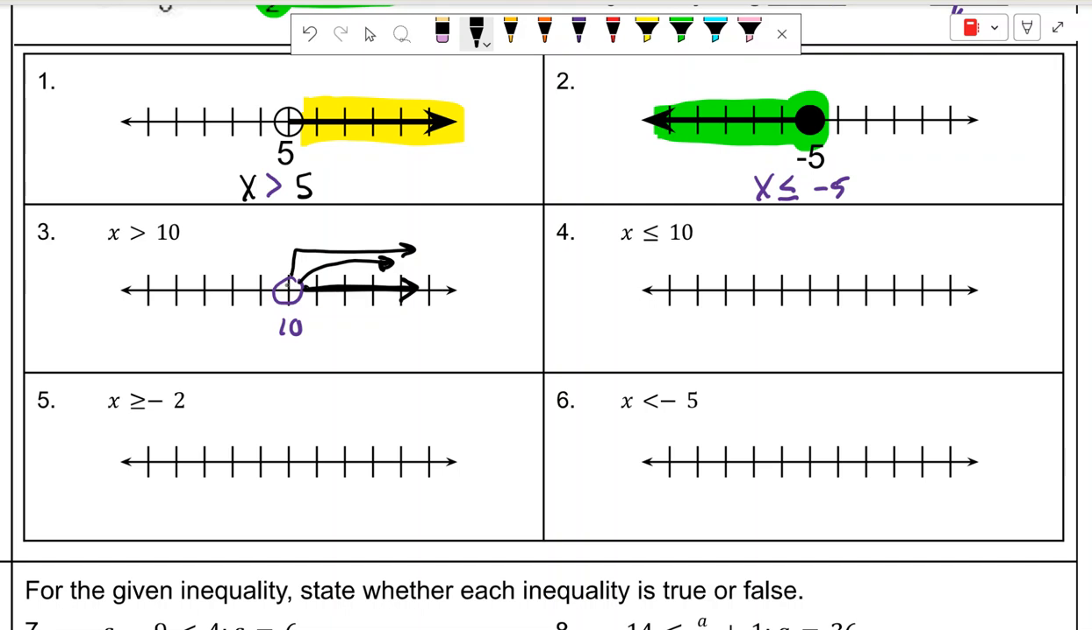I am not coloring in the circle, the point, because it does not include 10.